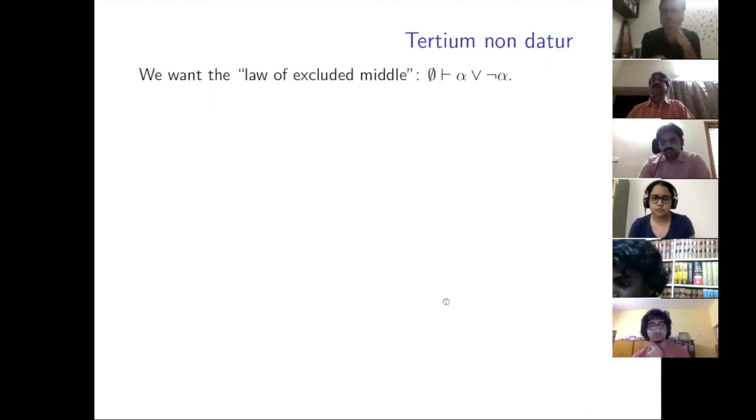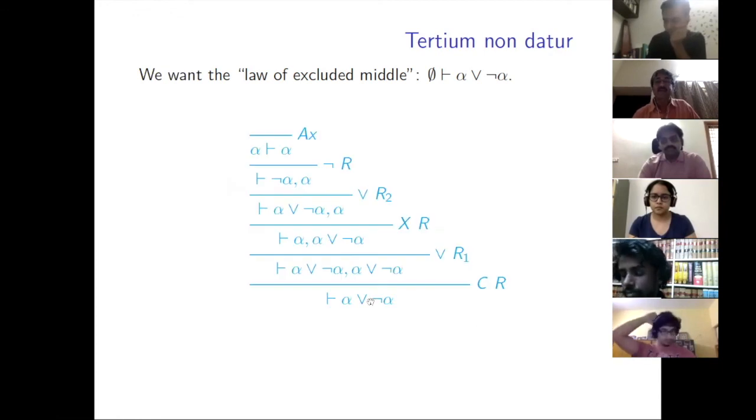Here, the so-called law of excluded middle. And how does the proof of this go in classical logic? In fact, you can prove alpha or not alpha. And how do you do that? Well, you start with this.